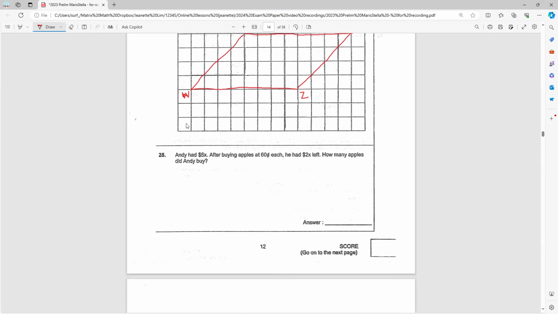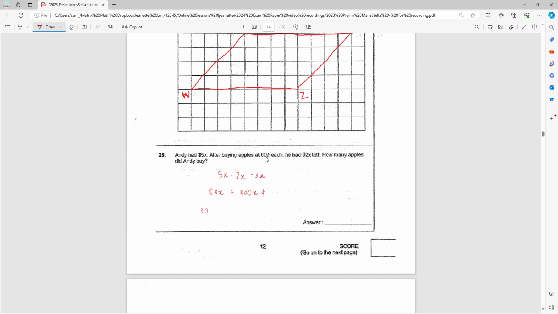Next, Andy had $5x. After buying apples at 60 cents each, he had $2x left. How many apples did he buy? Okay, let's find out how much he spent on the apples, right? So we take 5x minus what he had left, which is 2x, giving 3x. Now 3x is in dollars. Let's change it to cents because this is 60 cents. Every dollar is 100 cents. So to change dollars to cents, we times 100. So this will become 300x cents.